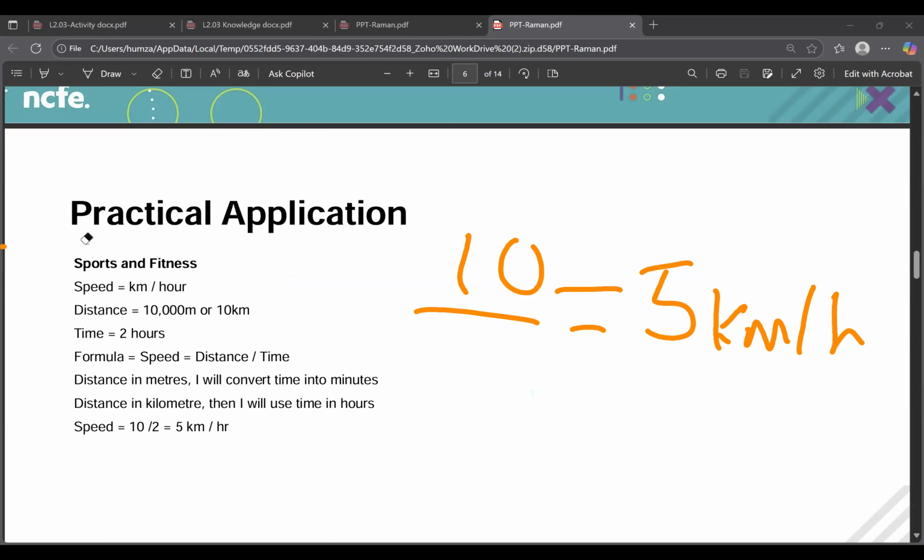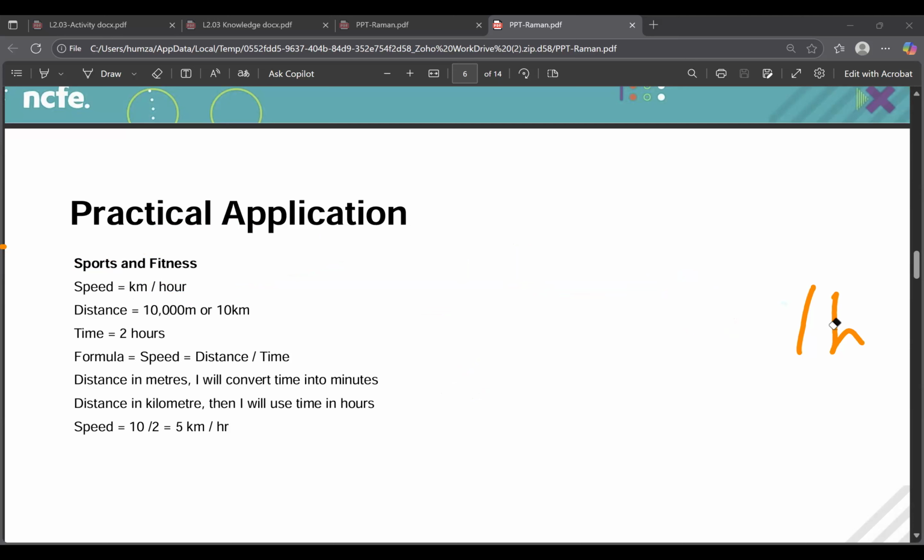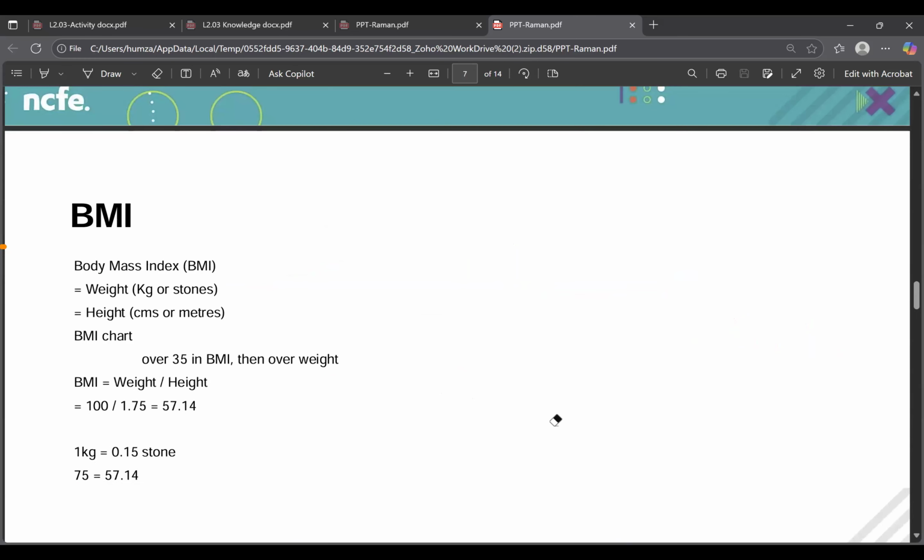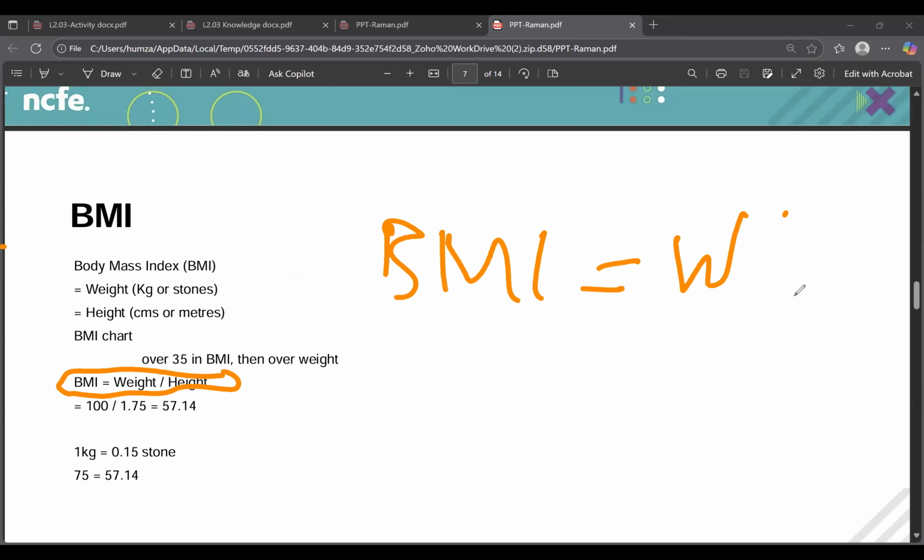Let's move on to the next one now. So the next one is BMI, so body mass index. Again, all of these we need to remember. So BMI equals weight divided by height.